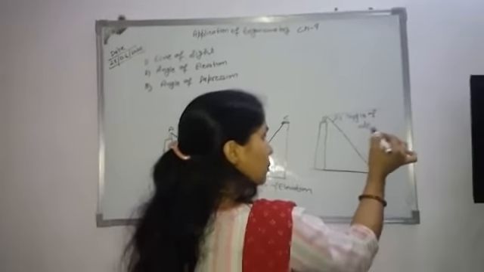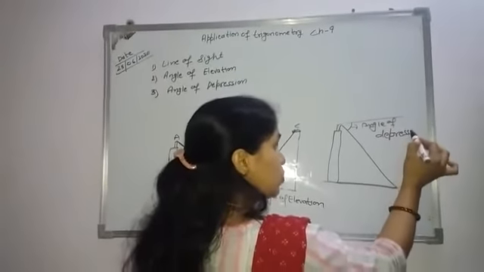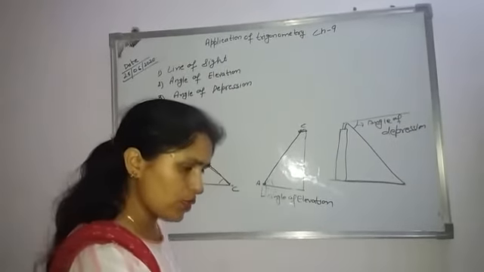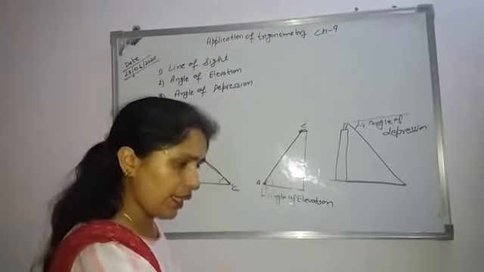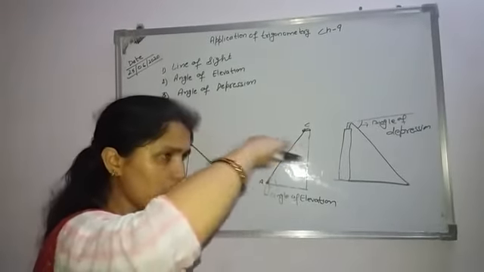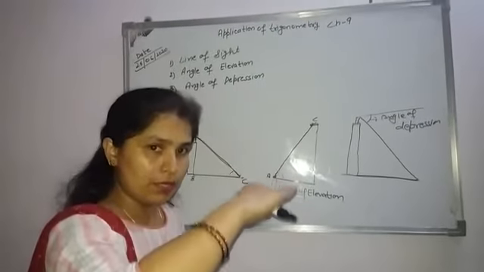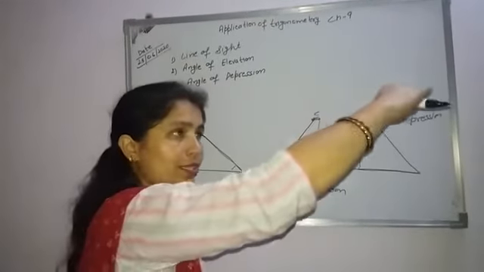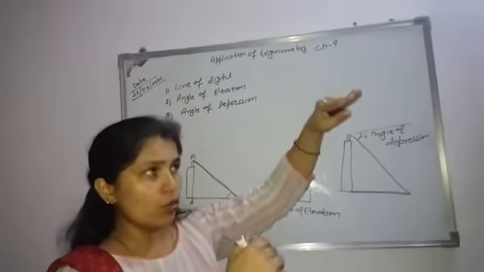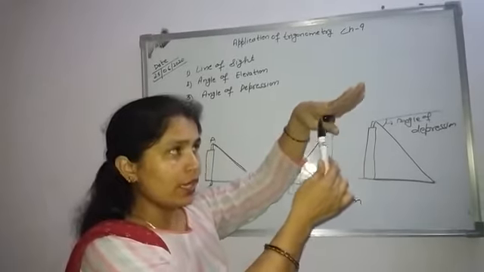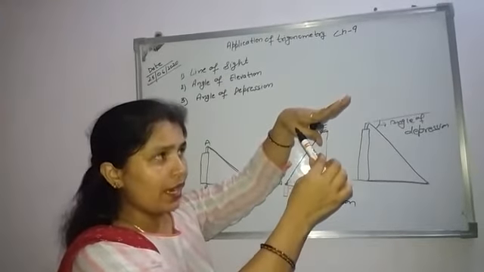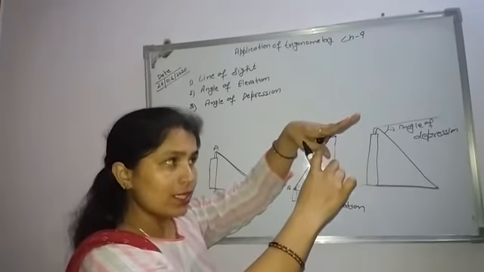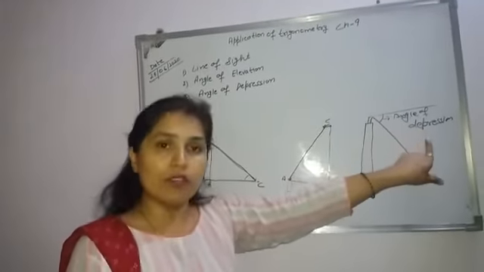Angle of depression. In this case, we can see that when our head is down and we want to see something, then this is the line of sight, and according to the height of that person which is given to us, we draw a horizontal line. So between this horizontal line and the line of sight, 100% there is some angle. So this angle is the angle of depression.